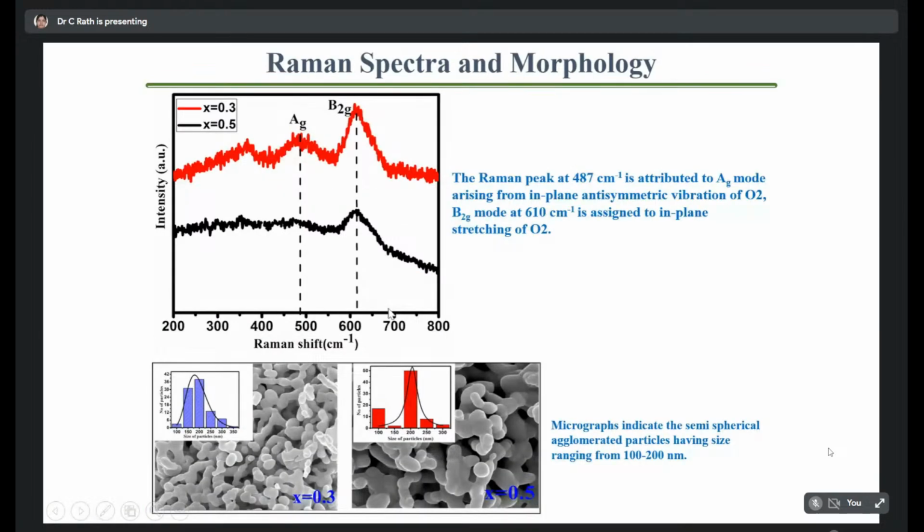Again, we did this Jahn-Teller distortion confirmation. One can see at 0.3, it is again reduced at 0.5. That shows the further reduction in Jahn-Teller distortion. And from morphology, we could see that the size is 100 to 200 nanometer.